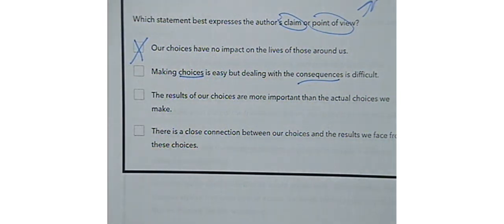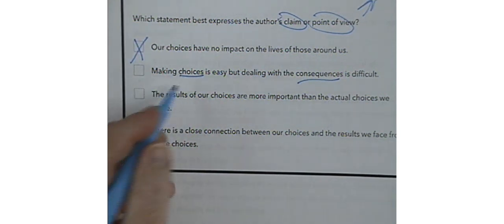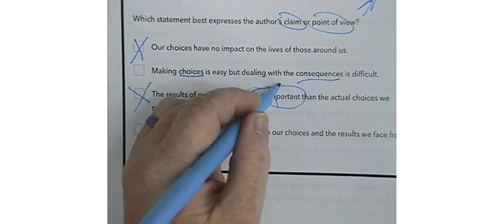The result of our choices are more important than the actual choices we make. So this does not include decisions, and there's not any opinionated words about more important. So that one would be wrong because of that.